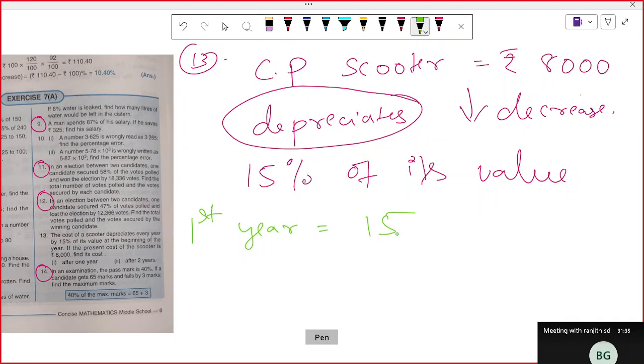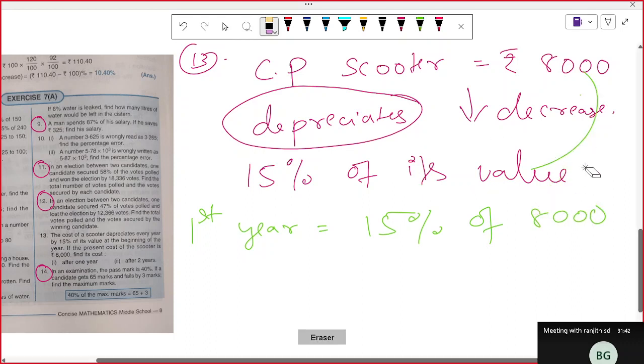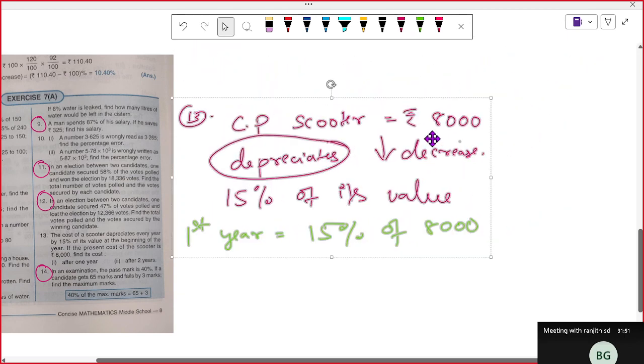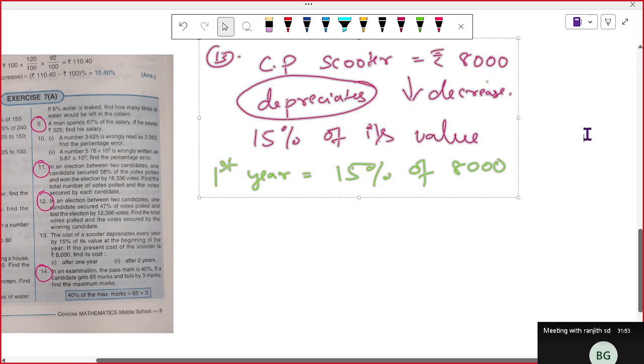Of its value. 15% of its value is nothing but 8,000. So for the first year, 15% gets reduced. Find how much is 15%. Depreciate means decrease. The meaning of depreciation is decreasing.